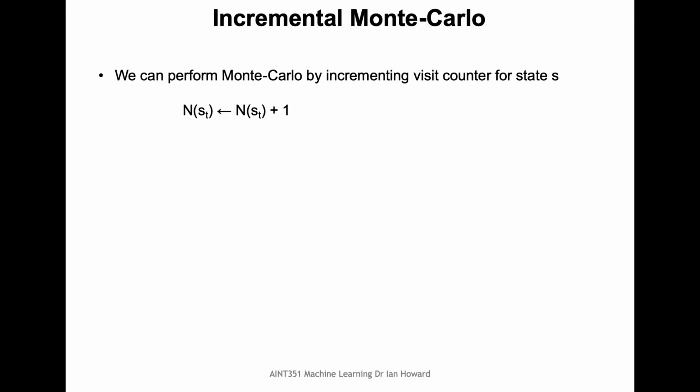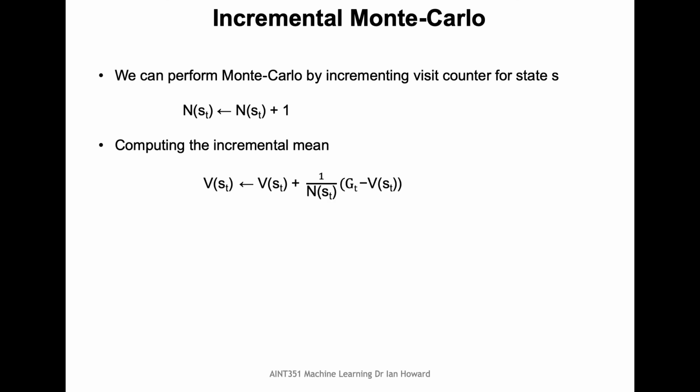So Monte Carlo is calculated by incrementing, as we know, the number of times we visit a state. We can then calculate the incremental mean of the value by updating the value we've got now with the last value we had, and then scaling the additional gain we get, take away the value we had before, by 1 over the number of visits, running it in an incremental way.